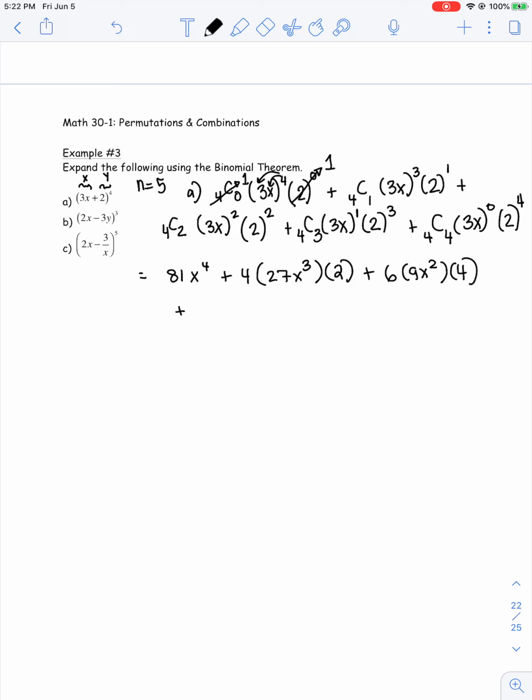And now we're on our fourth term. 4 choose 3 is 4. And then we have 3x, because to the power of 1 doesn't change the value. 2 to the power of 3 is 8.